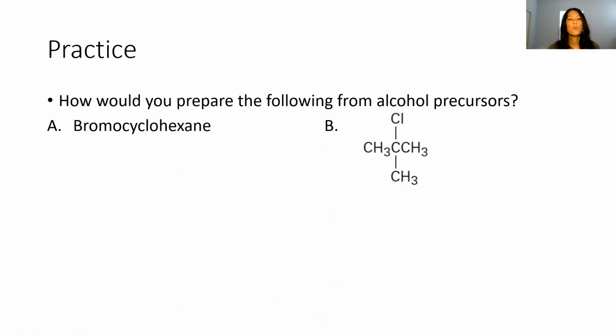Okay. So we are going to end with just practicing here what you just learned. How would you prepare the following from alcohol precursors? So make this from basically the corresponding alcohol, and then make this from the corresponding alcohol. So pause, write out a full reaction with the reagents, and then unpause and I'll go over it.